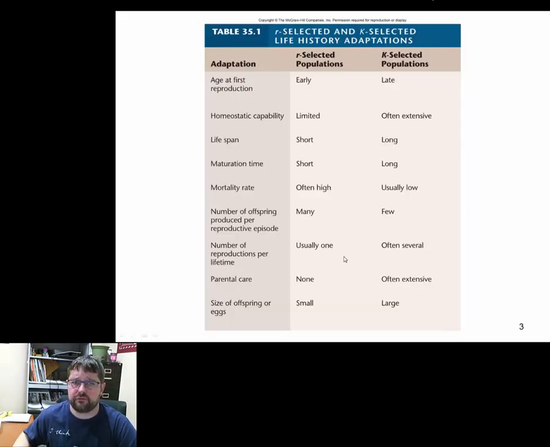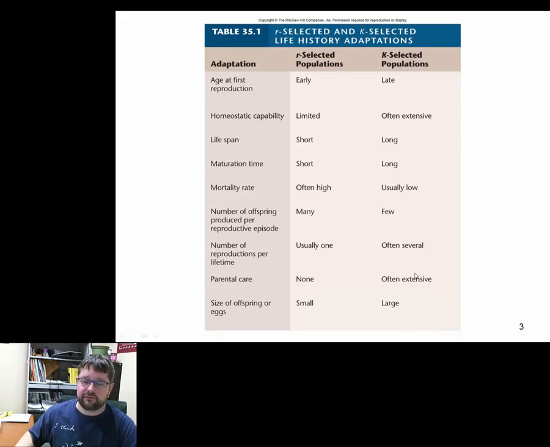Some other interesting pieces on selected species is, we can look at things like the age of first reproduction. You would expect, if you're R-selected, you're growing fast, you have early reproduction. K, you have late reproduction. Some other things, parental care. So are the females or males taking care of their young? In R-selected species, there's normally very little or none. And in K-selected species, it's normally extensive.